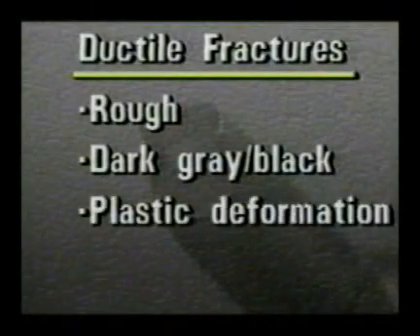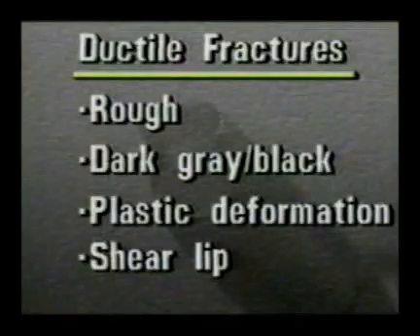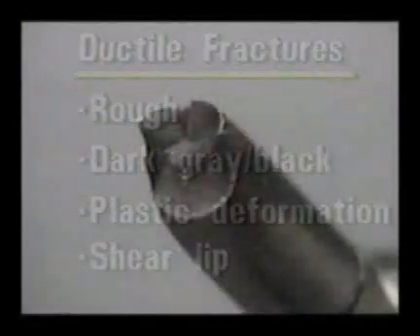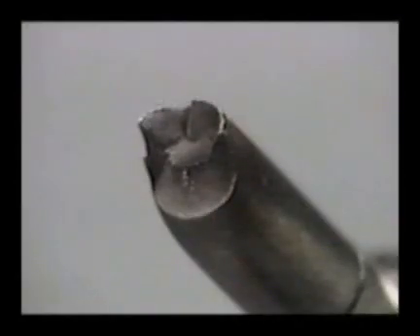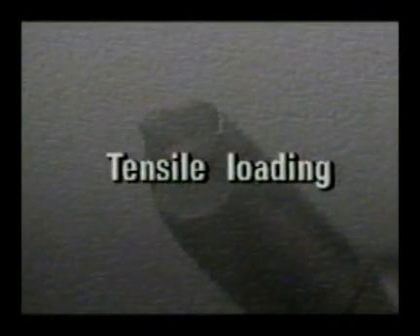If you listed rough surface, dark gray color, plastic deformation, and a shear lip on one side, you've done an excellent job of visual inspection. Can you identify the type of load that produced the fracture? The correct answer is tensile loading. Did you get it right?